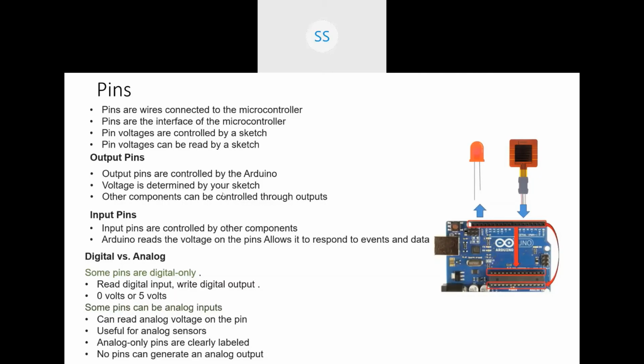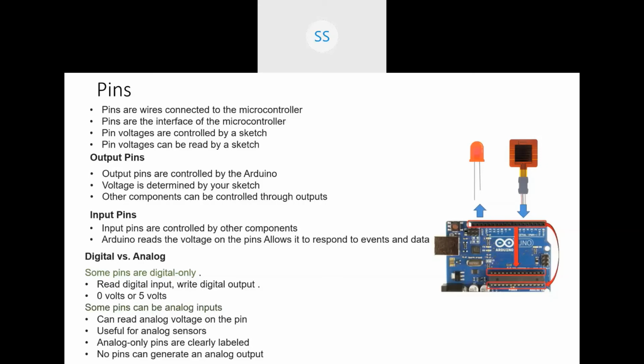Now the output pins are obviously the outputs that your Arduino will show, and that will be controlled by Arduino only. But the inputs will be given by the user. Users are giving all those inputs in the IDE. The IDE's other name is sketch also. That is why it is written that the voltage or the input pins' inputs are determined by the sketch. That means whatever you write in the sketch, that will be shown over here.